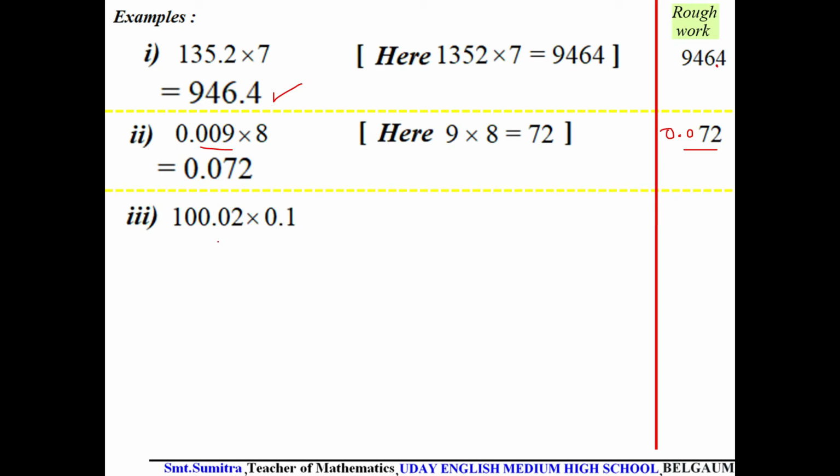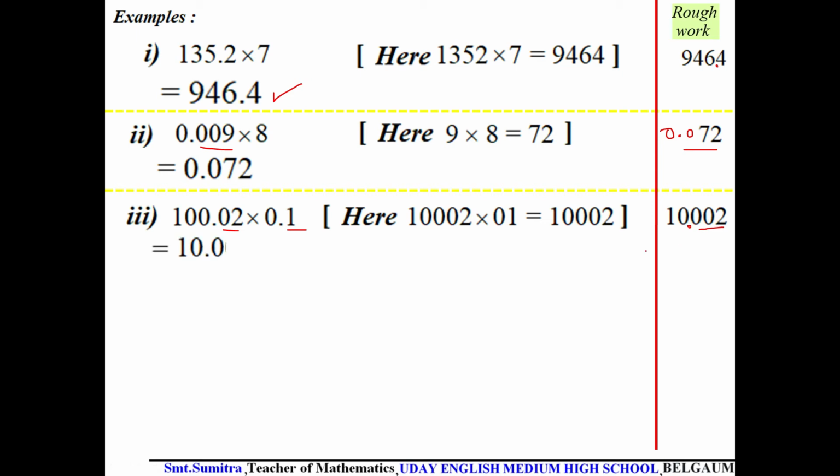100.02 into 0.1. Multiply the numbers. We get 10,002. And after decimal point 2 digits, here 1 digit, totally 3 digits. This is the answer, 10.002. Please try this example. 2.7 into 4.